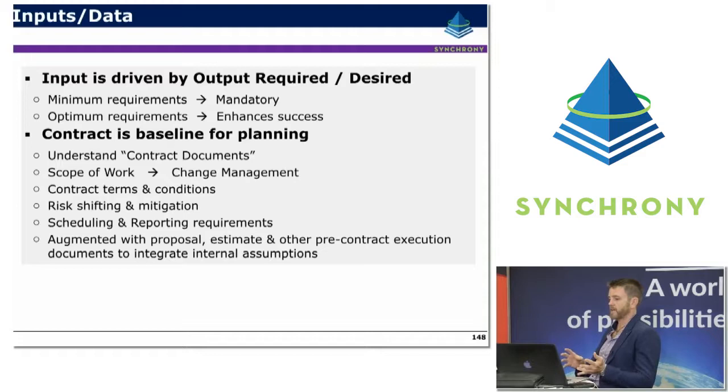There are a number of different contract terms and conditions, and risk allocations for particular conditions that might be encountered on the project. Scheduling and reporting requirements are typically defined in the contract as well. In some cases you might find that all of that information isn't available in the contract in a clean way, and so you might have to go through earlier proposals, estimates, correspondence and other pre-contract information just to try to tease some of that information out.